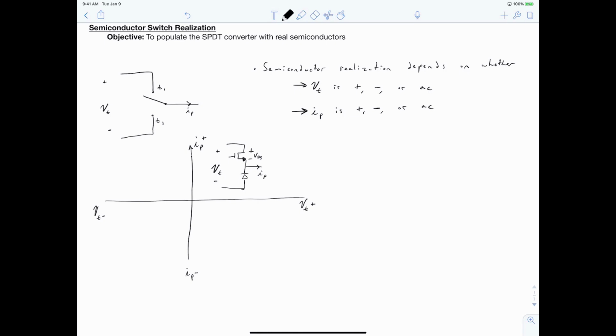The next thing to point out is that we can reverse engineer the current path. So we've said that in this case our pole current is always positive, and so our current is either going to take this path here through the diode, or it's going to take this path here through the MOSFET.